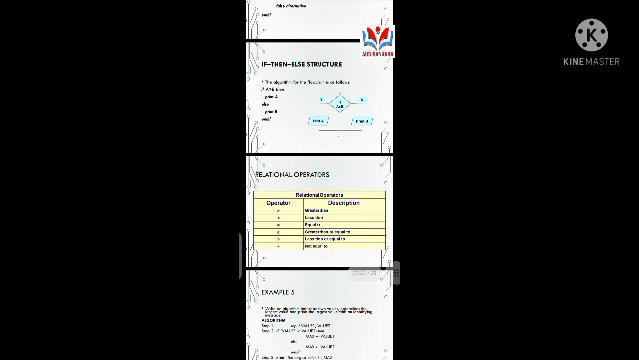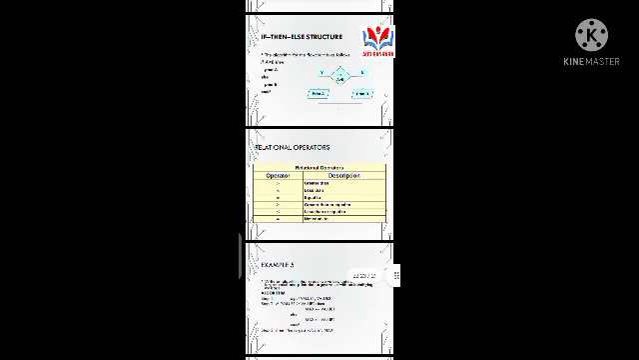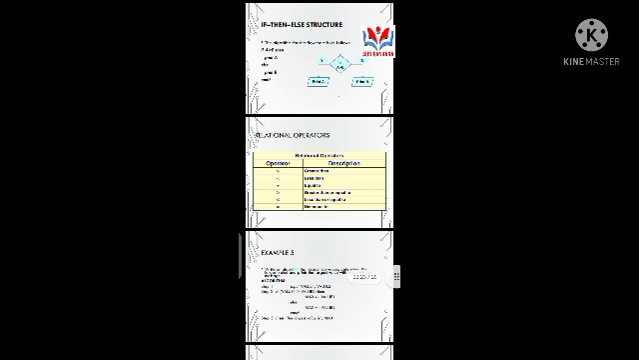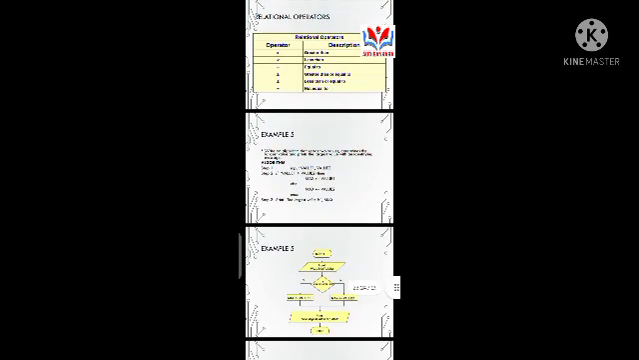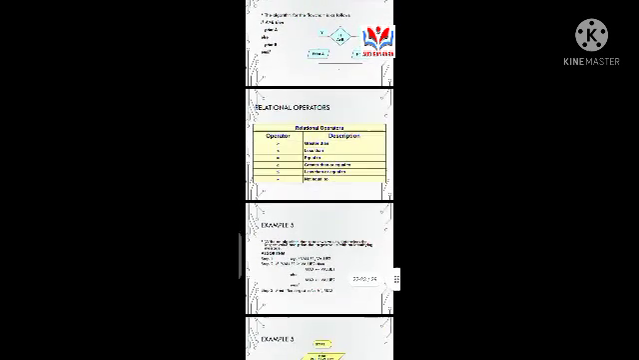Now relational operations: greater than, less than, equal to, greater than or equal to, less than or equal to, not equal to. Now let's take example 5.